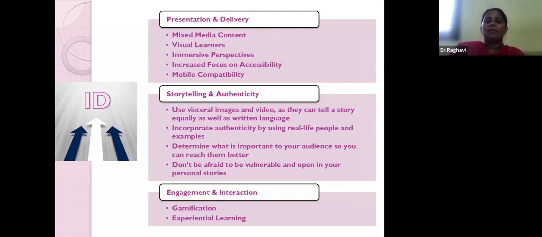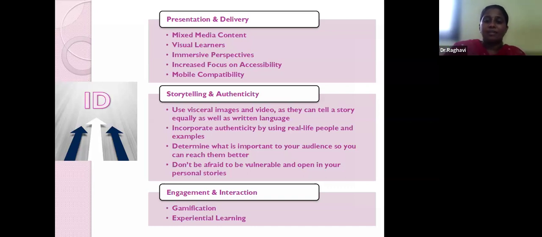Authenticity is important when we say storytelling. Authenticity by connecting with real life examples, real life people, which is very, very important. Also, we'll have to determine what is important to the participants, so that we can reach them quickly. Understanding the audience is important. And sometimes our personal stories also matter, if in case it's not so vulnerable. Personal stories also can relate easily. So authenticity is equally important. Okay. So this is about storytelling and focusing on engagement, interactivity.